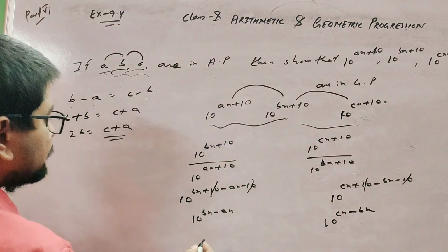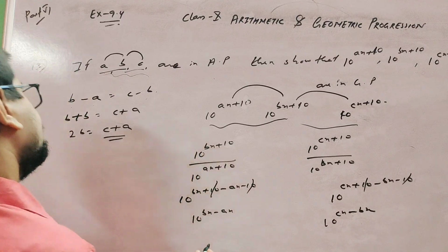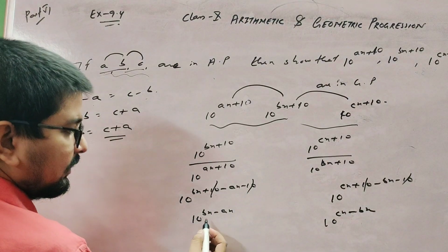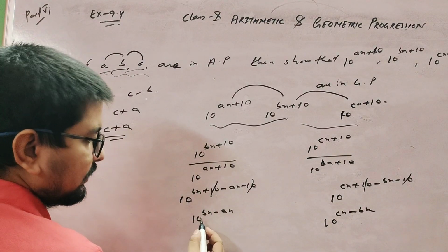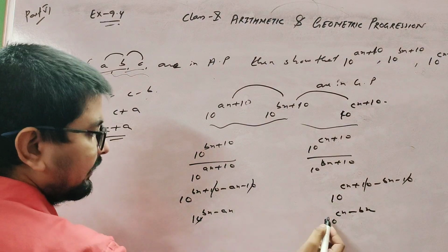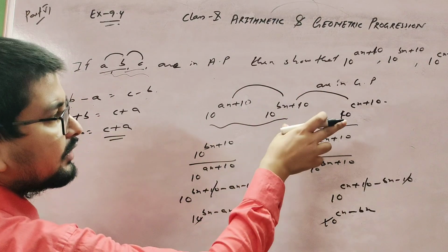Okay, so you see, we remove this portion. You see 10, if you remove, because these two are in ratio.